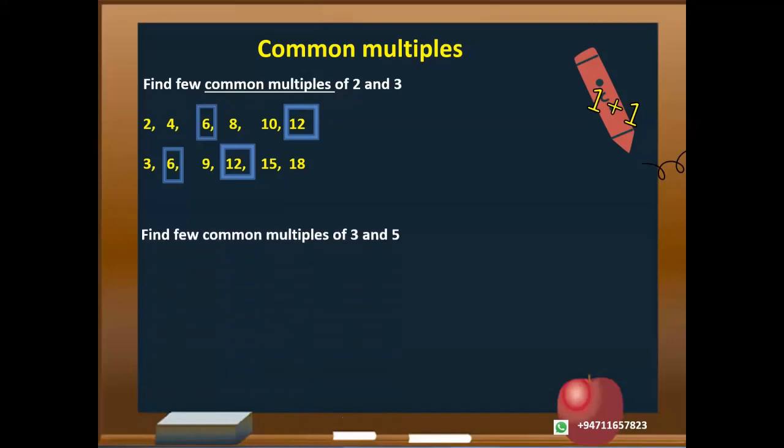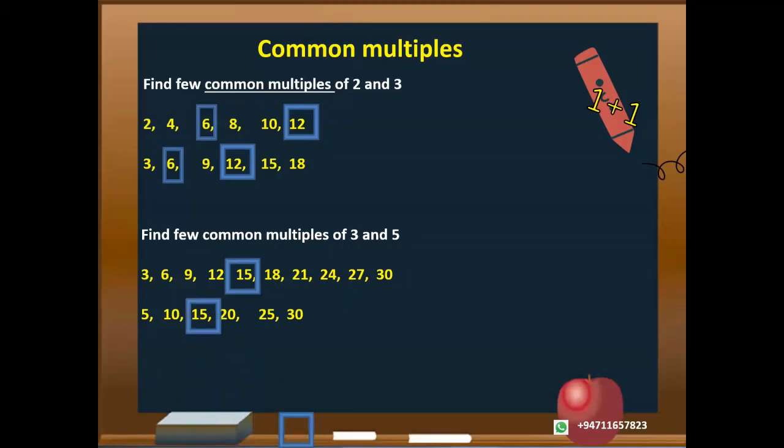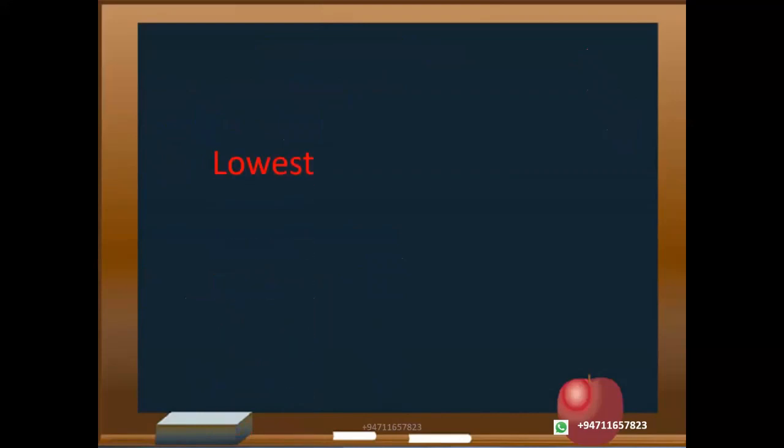Then we'll see some common multiples of 3 and 5. To find that, you can write few multiples of 3 and few multiples of 5. And we'll see what are common for 3 and 5 both. 15 is common, 30 is common. So these are called common multiples. Now you know what are common multiples.